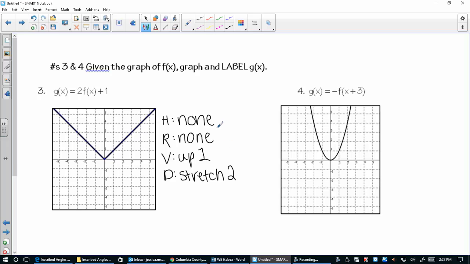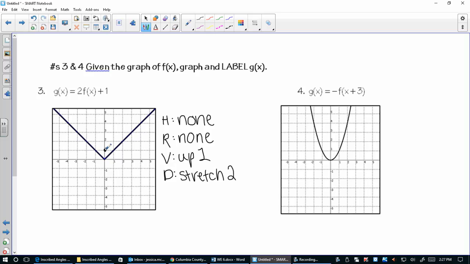So now I'm going to actually use this information to get my new graph, my graph of g of x. So the one that we are given is f of x. We are making the graph of g of x. So I'm going to go to the y-intercept here at 0, 0, and I'm just going to move this point around first. So I don't have a horizontal shift, so I don't need to do that. There's no reflection, so I don't need to do that. So all I need to do is move this point up 1.